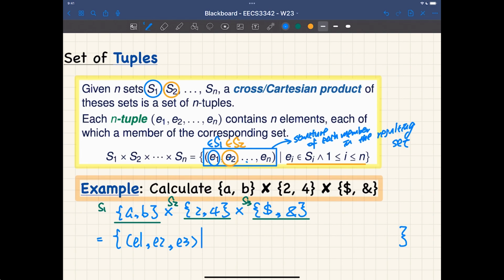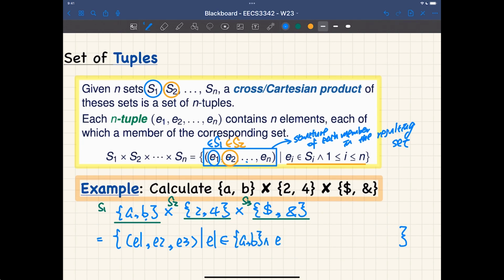We want to get all the E1, E2, E3 as a triple. But what should be the property for E1, E2, and E3? For example, E1 should be a member of S1, which in this case is AB. S1 doesn't really exist in this context. I just annotate that so you know it's actually linking to the definition. So what you're really supposed to write would be E1 is a member of AB.